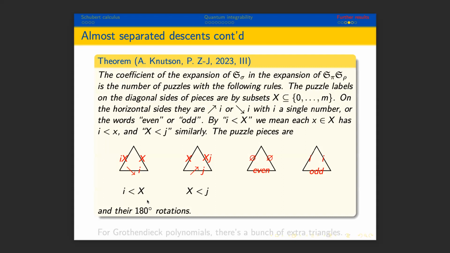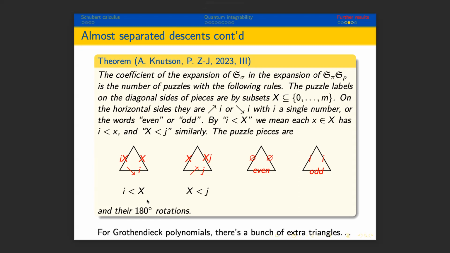The puzzle labels are subsets. On the horizontal sides, they are either up I, down I, or even or odd. And then for the puzzle pieces, the down I is pretty clear. It tells you that the I dropped here and all the rest went through. Up J means there's a J that went up, and then all the rest went through. And even and odd are special cases where there's either nothing or one line going, and then there are 180-degree rotations.